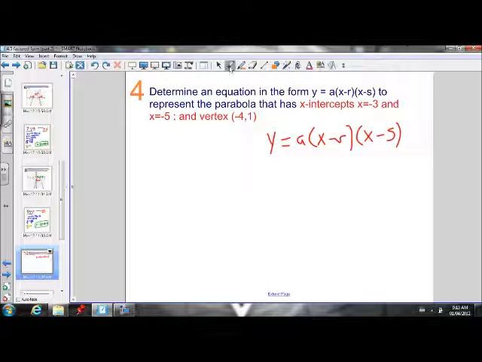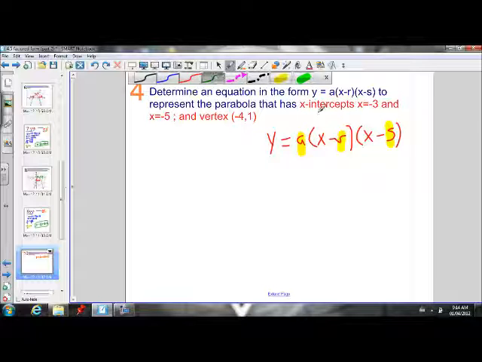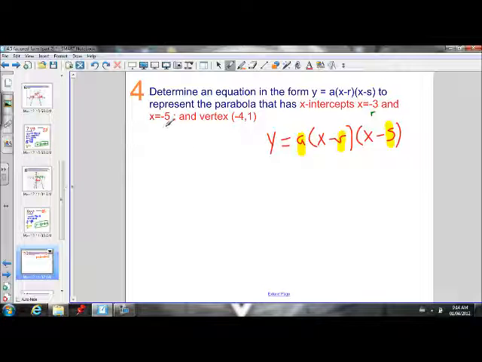We need to plug in values for a, r, and s. In the question, it gives us r and s values. It tells us my x-intercepts are -3 and -5. It doesn't tell me the a value, but it tells me another point on the parabola, an x and y coordinate. The vertex is a point on the parabola, and every point has an x and y value. So I can plug in for r and s, x and y, and then solve for a. That's what we'll do.